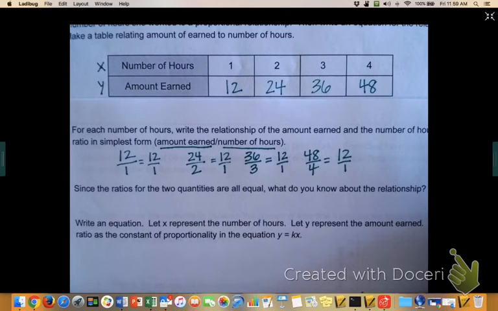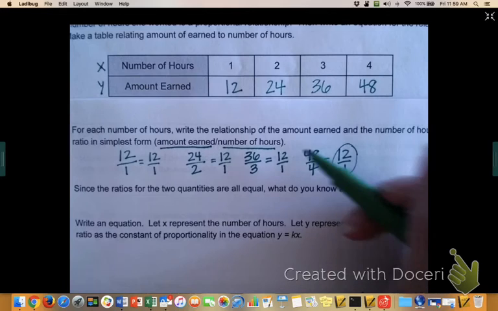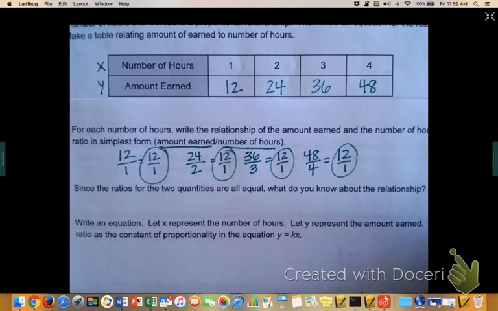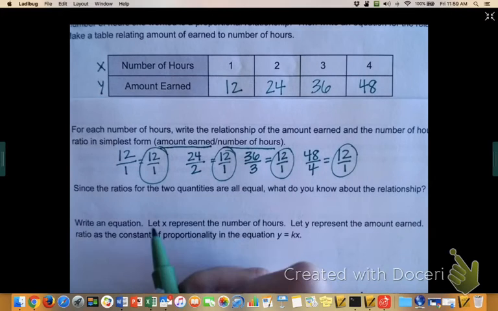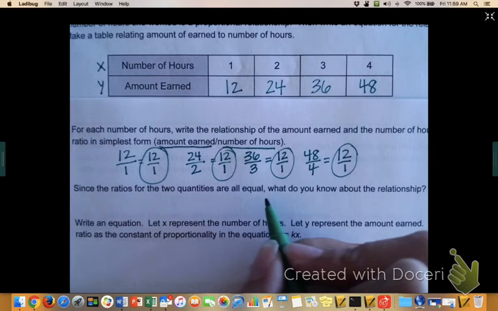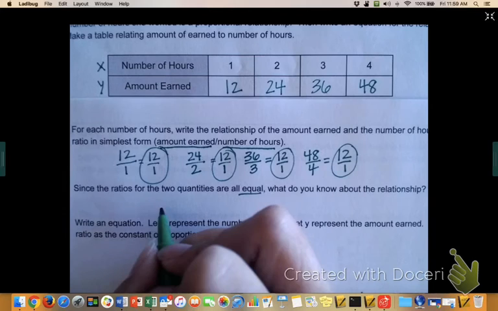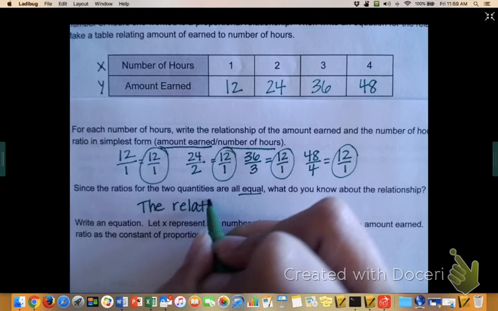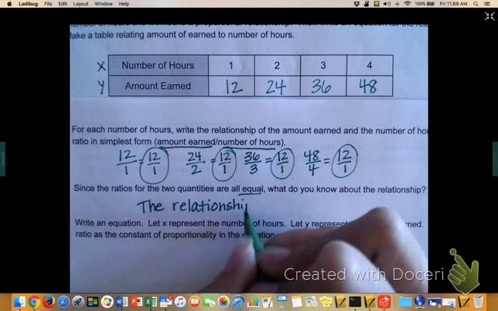Since they are all 12/1s, since they simplify to the same thing, that is showing that it is constant. Since the ratios are all equal, what do we know? That means that the relationship is constant, or we're going to call it proportional. The relationship is proportional.